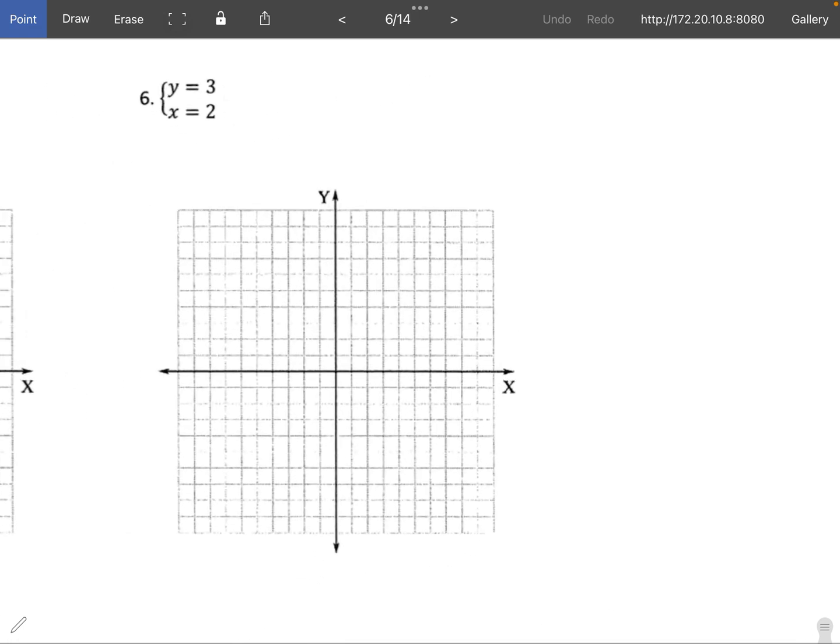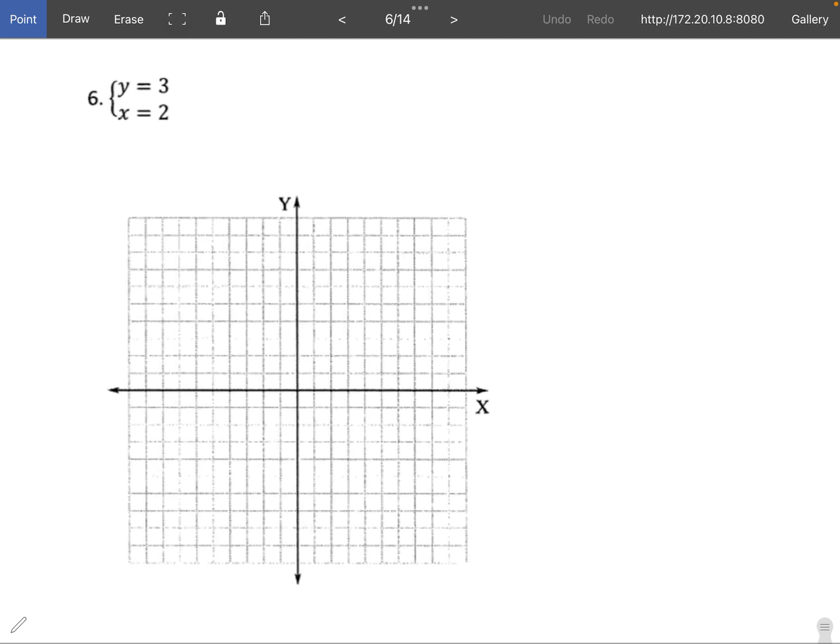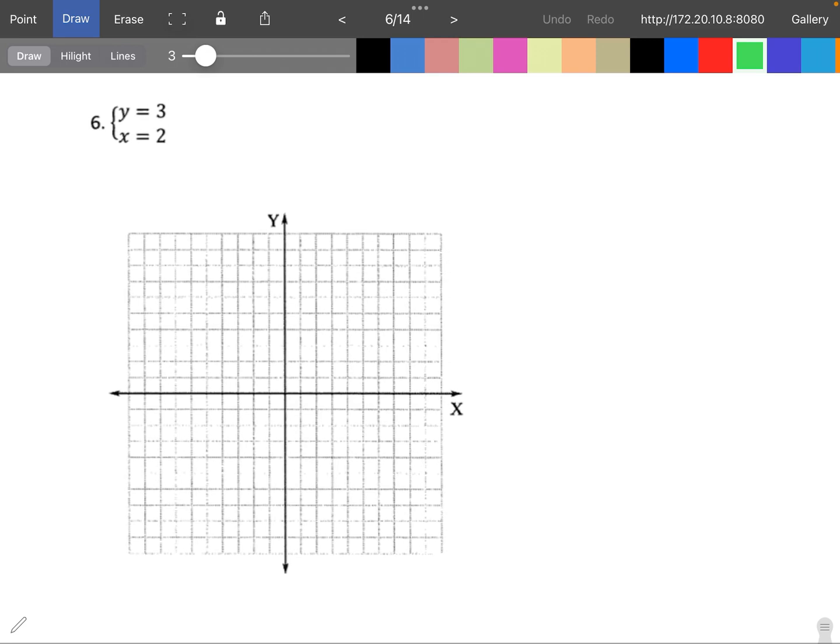Let's go take a look at number 6, because these are horizontal and vertical lines. So the first one here, y = 3. If we don't have an x and a y in the equation, then it's not going to be a diagonal line. It's either going to be horizontal or vertical. So y = 3 means we go to the y-axis to 3, which is right here. And it's going to go through there. It's not going to go on the y-axis.